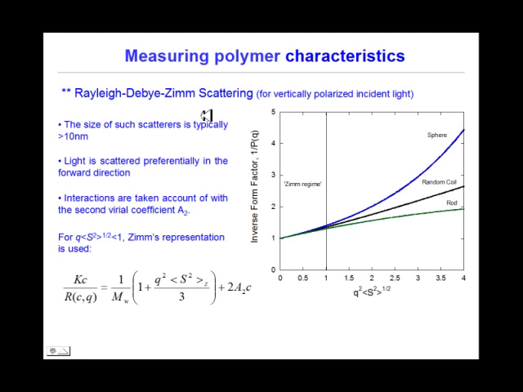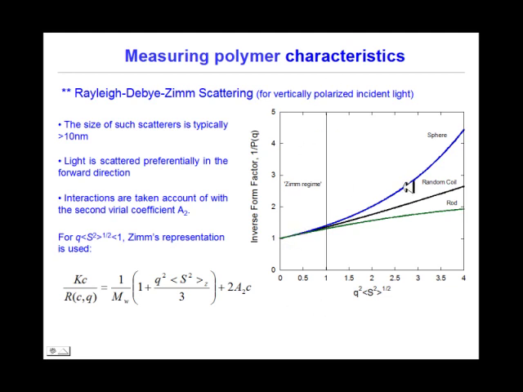Now, if we introduce Rayleigh-Debye-Zimm scattering, the size of such scatterers is typically bigger than 10 nanometers. Light is scattered preferentially in the forward direction, and interactions are taken into account with the second virial coefficient A2. A main equation is, as everybody knows, the Zimm equation, and within approximations for small RG, we can use it for determining polymer molecular weight and virial coefficients.